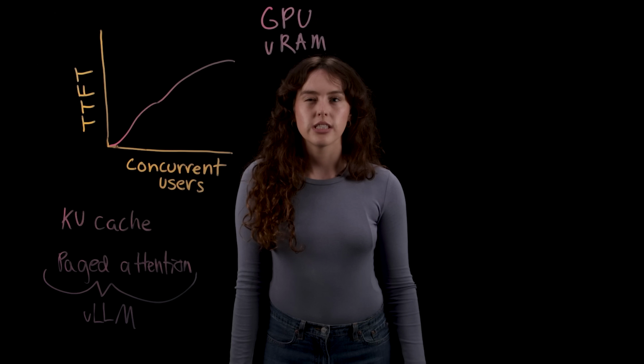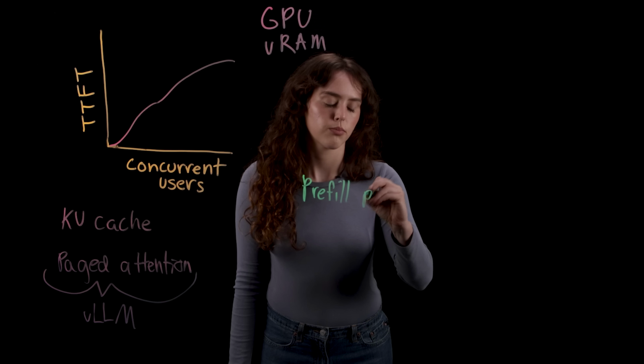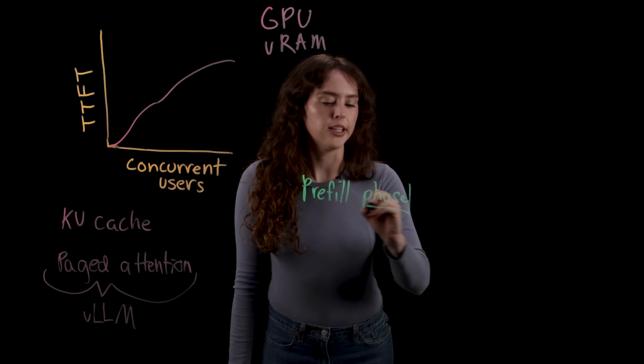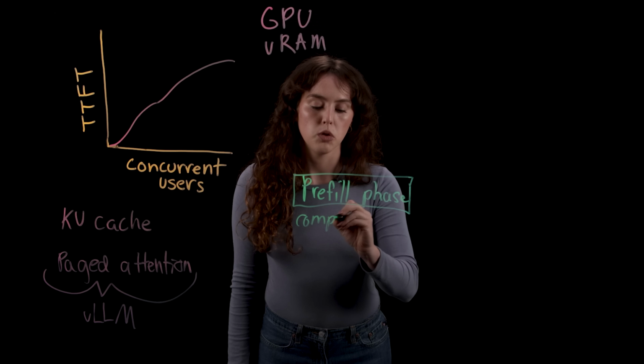If you've used an LLM API, you've noticed this. You'll submit a long prompt and then wait for a bit. Then suddenly tokens will stream back fast. That lag before your first token is the model processing your prompt. This is the prefill phase. It's one of the two phases in LLM inferencing, and it's highly compute bound.